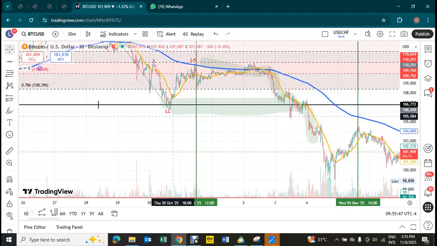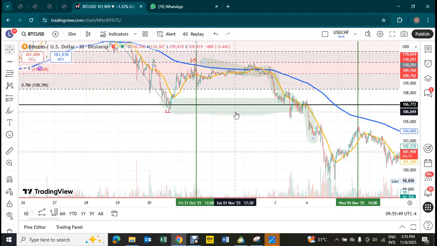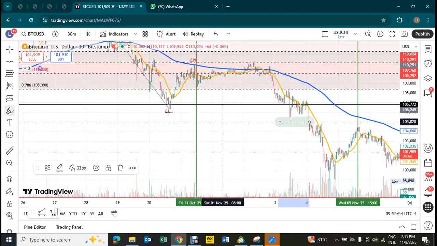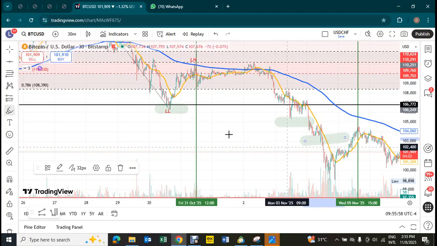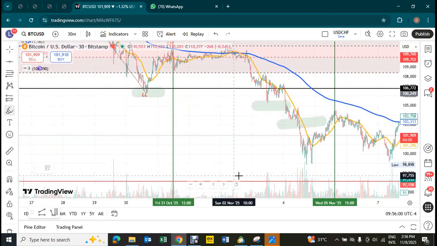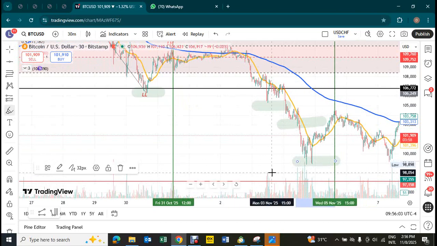Whether price comes here, it is also a lower low, because this is on top of that. Whether here, it is still a lower low. Whether here, it's still a lower low. All these places are lower lows.